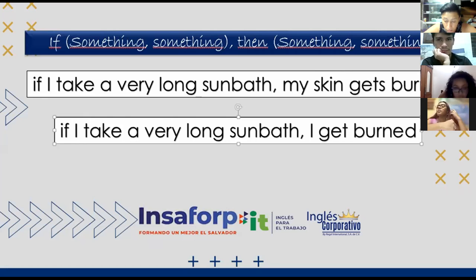Ahora, no quiere decir que porque aquí yo digo, if I take a very long sun bath, tengo que decir acá, I get burned. O sea, no es una norma, no es una regla usar el mismo pronombre, ¿verdad? Lo único sí es que las dos frases están en presente simple, ¿ya? Las dos frases están en presente simple. So, let's go and let's read these other examples.